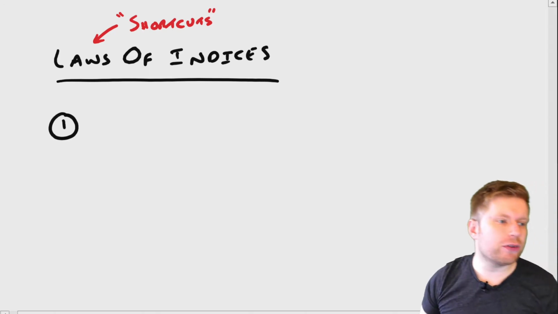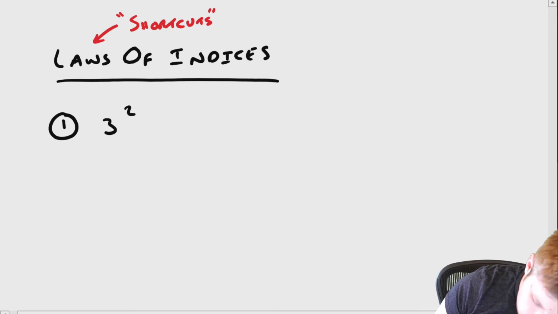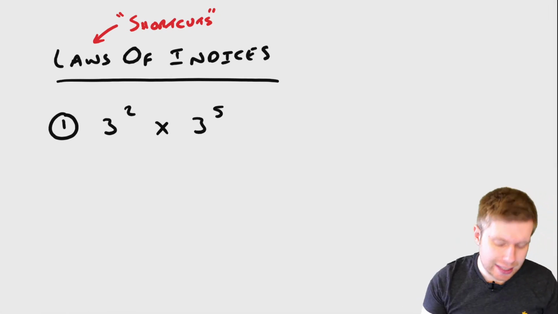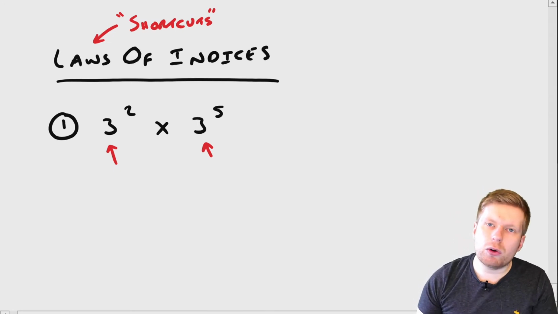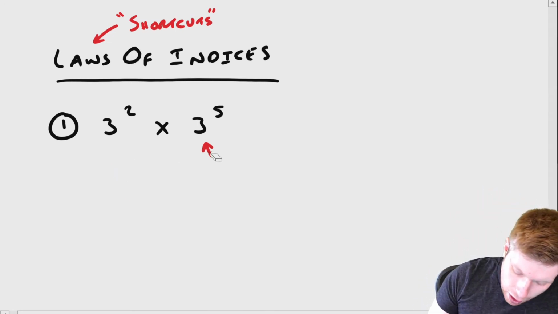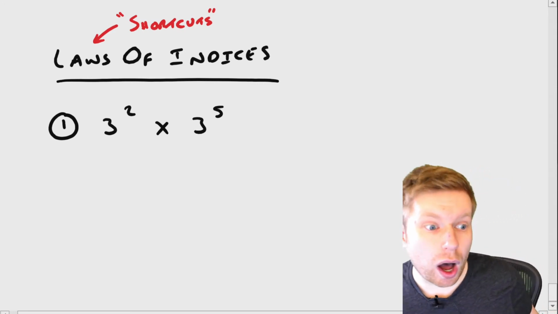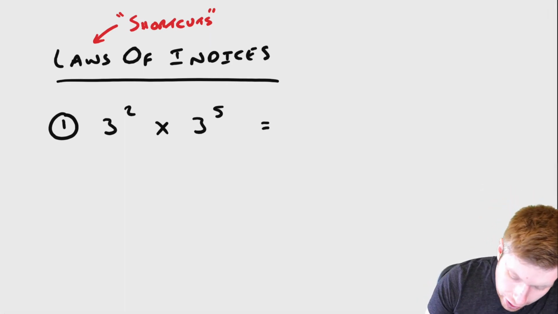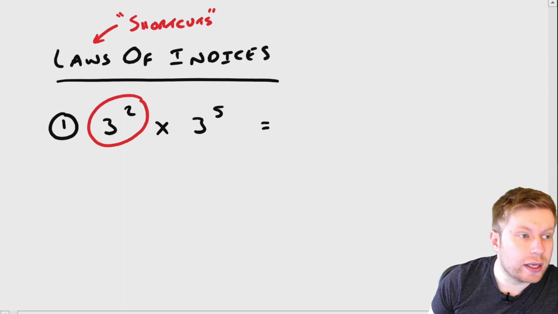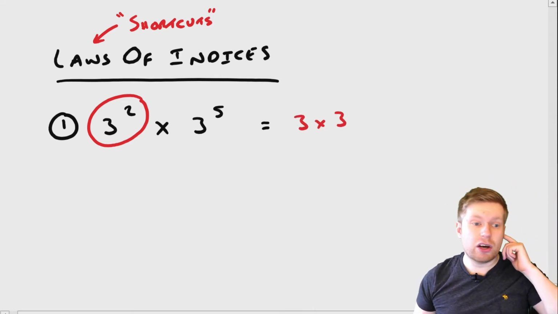The first observation I want you to make is something like this. If I have 3 to the power of 2, and I multiply it with 3 to the power of 5, notice that the bases are the same. The 3 is the same, that's the thing we're multiplying together. I want to observe something so that I can generalize it to other cases as well. First, 3 to the power of 2 is just 3 multiplied by 3, 3 multiplied by itself 2 times.